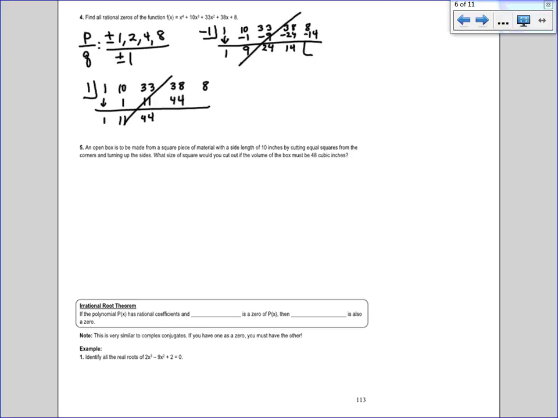So that doesn't work. And notice how I'm always just crossing these out. I want to know that I've tried these. I don't want to erase because sometimes you have to try several things. So it's good to see what you've already tried.